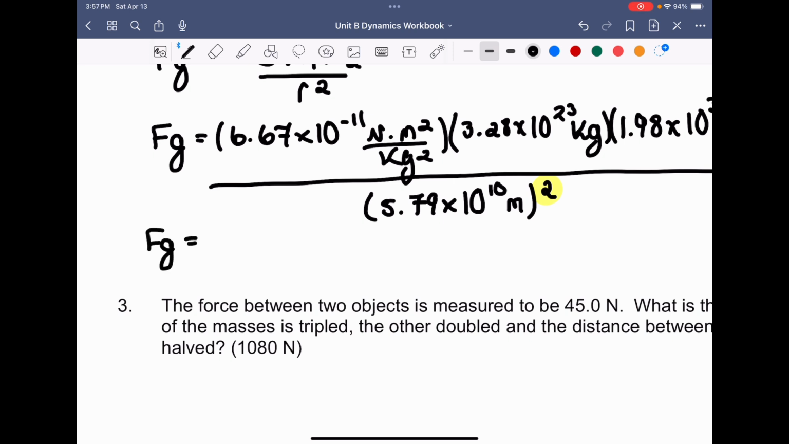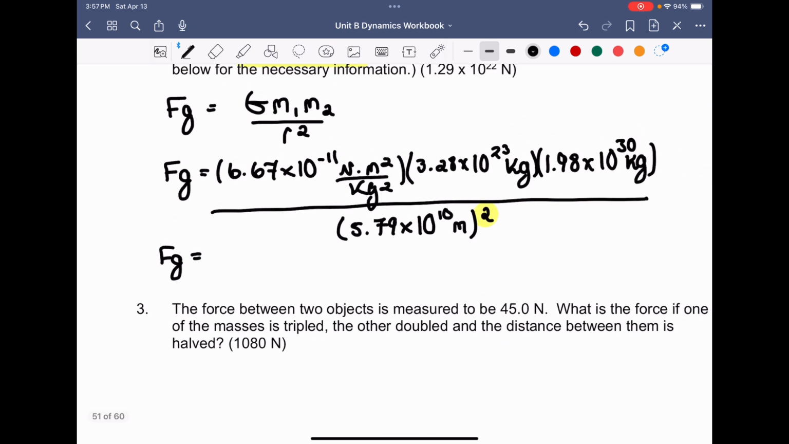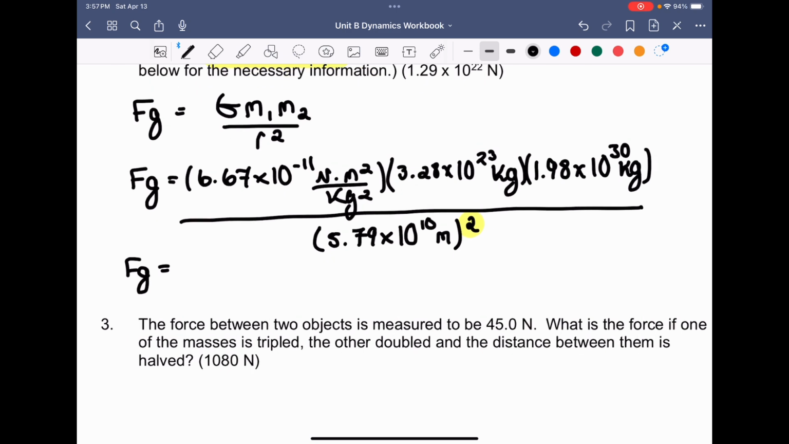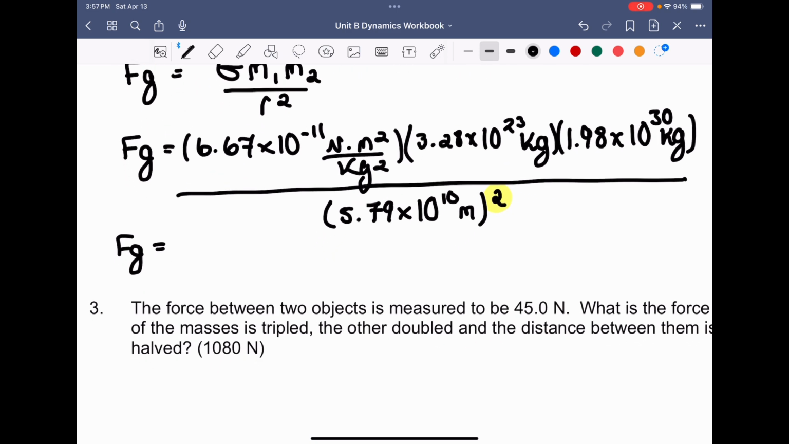And if I look back at this, we're talking about planetary bodies, right? Planetary bodies have a very large attractive force to one another. So I shouldn't expect to see a low value. In fact, I should expect to see a very high value for this one. So unlike the first example, now I get 1.29 times 10 to the power of 22 newtons. Massive, way larger than the two people.